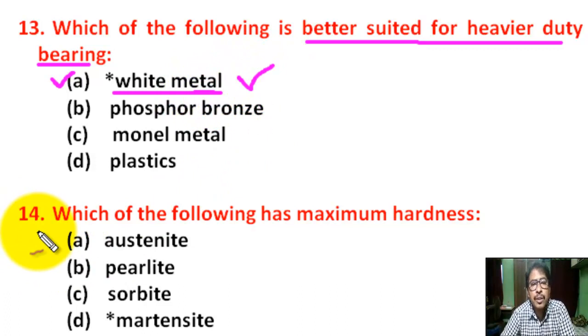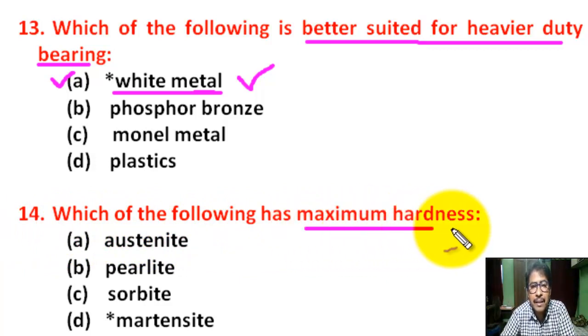Question number 14. Which of the following has maximum hardness? There are four options. Correct answer is D. Maximum hardness is martensite.